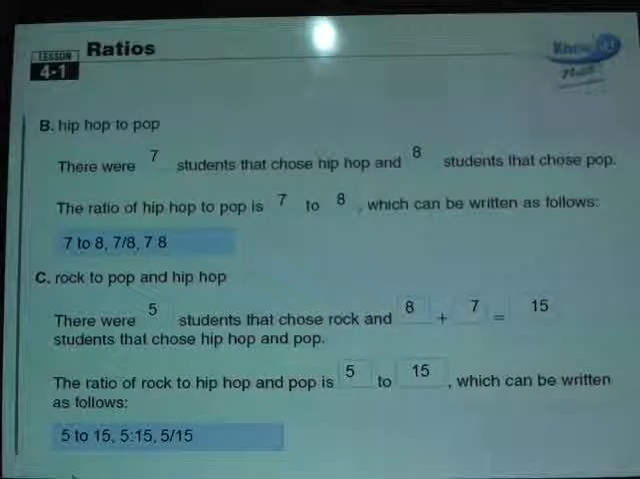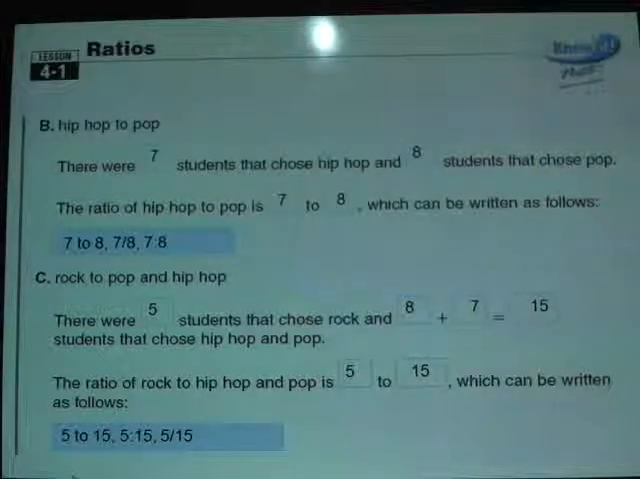Finally, in part C, it's asking us to compare rock to pop and hip-hop. Now, when it says pop and hip-hop, obviously that means you're going to combine the two results for those categories. So the rock category came in at 5, pop came in at 8, and hip-hop came in at 7. So we're going to combine those 8 and 7 numbers to get 15. So the rock category ends up being 5, pop and hip-hop together, 15.